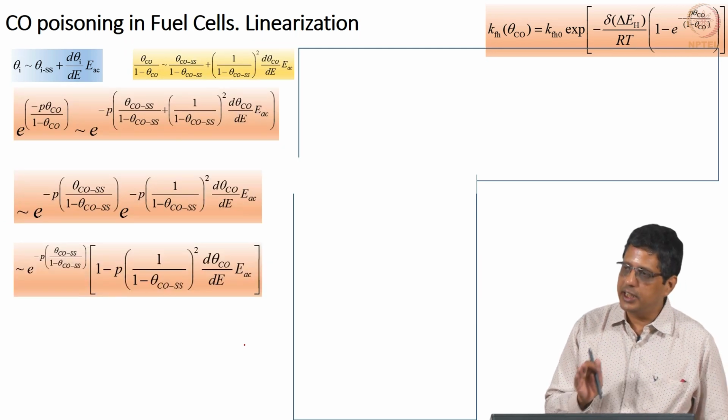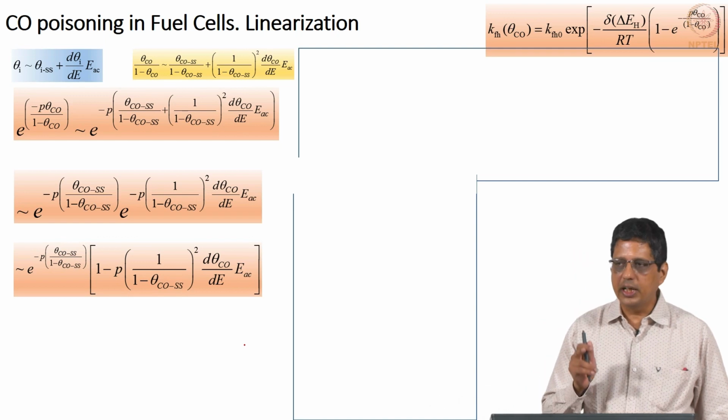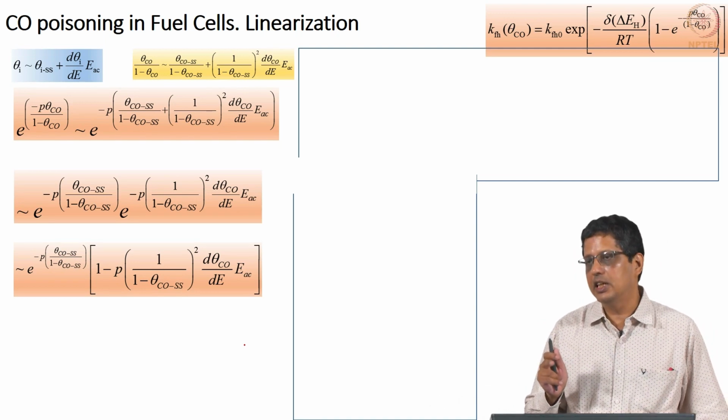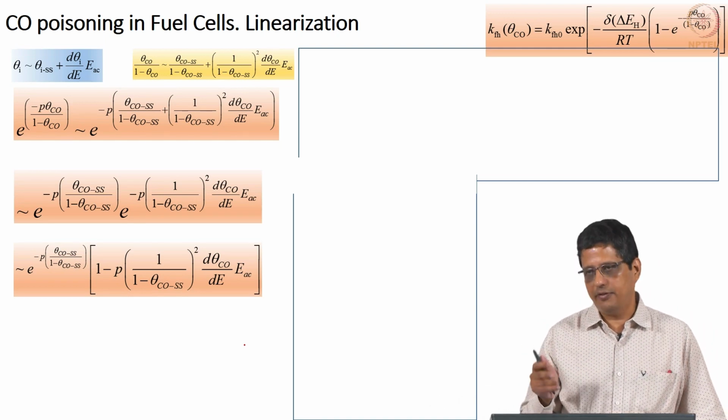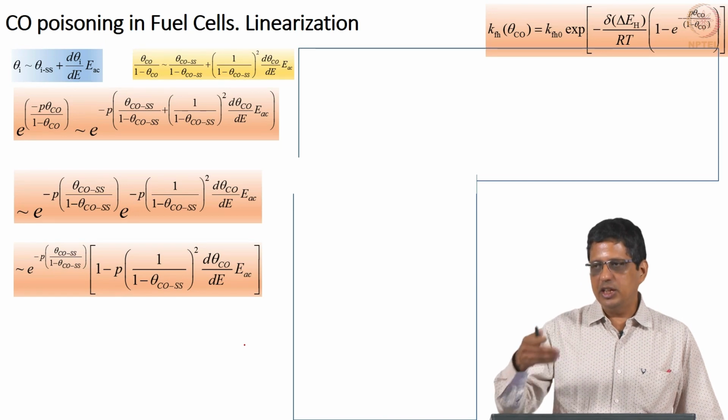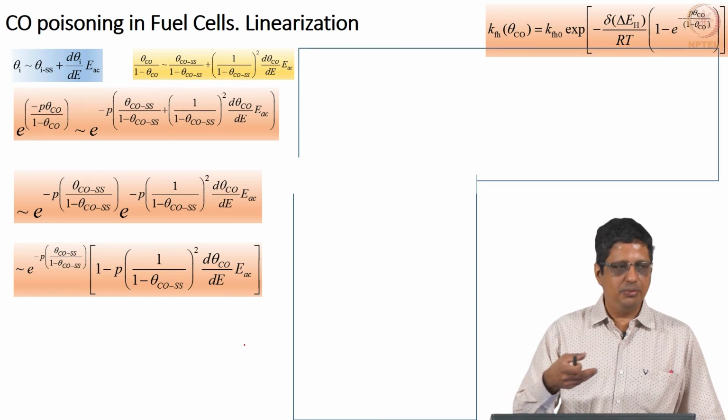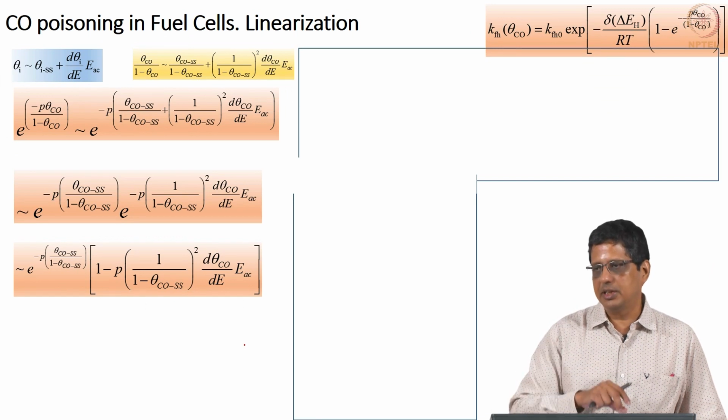So, finally, you can get an expression for d theta by dE, you can get an expression for IFAC in terms of EAC, and you can get the Faradaic impedance out of this, except that it is going to be very lengthy. So, a lot of times we end up using intermediate variables to describe certain quantities.